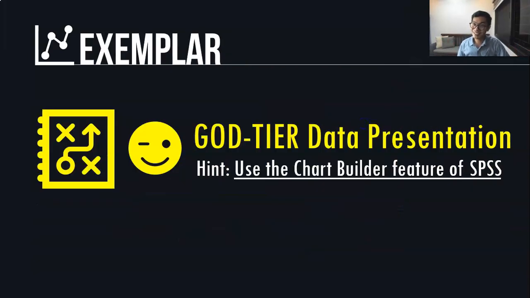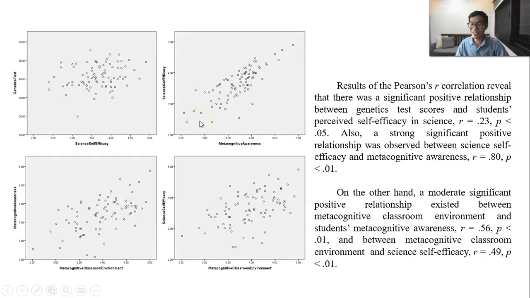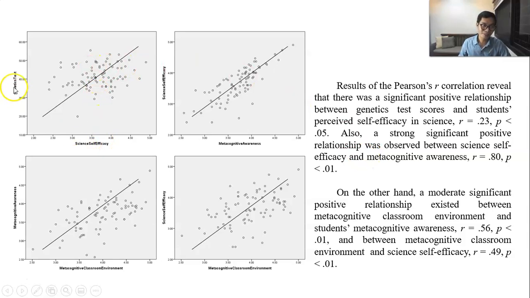Now, there's also data presentation, and you can explore the chart builder feature of SPSS because we're trying to consider the relationship between the two variables, the trend. You can use the chart builder feature of SPSS and keep the same interpretation. Instead of a table, you can have a chart with the regression line. So you can see between genetics tests and science self-efficacy that's a distribution, and you can see the closeness of the values to the regression line.